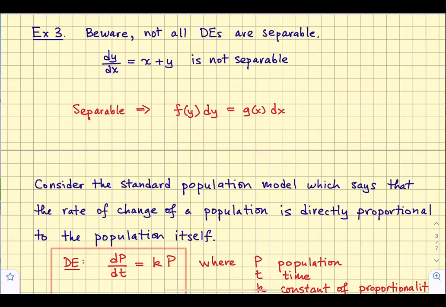You can try and see that you will not be able to totally separate all of the y pieces from the x pieces. In fact, an equation is separable if you can rewrite it in this sort of form for some function f and some function g, and sometimes you can do that and sometimes you can't. Everything that we're going to see in 9.1, though, is separable.